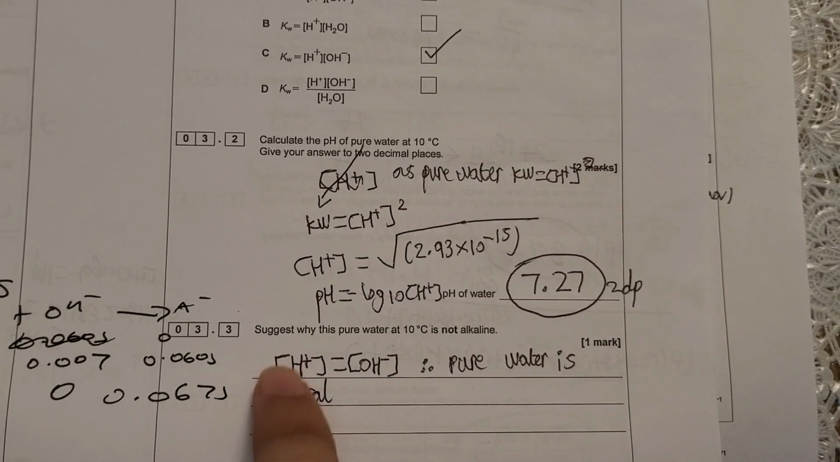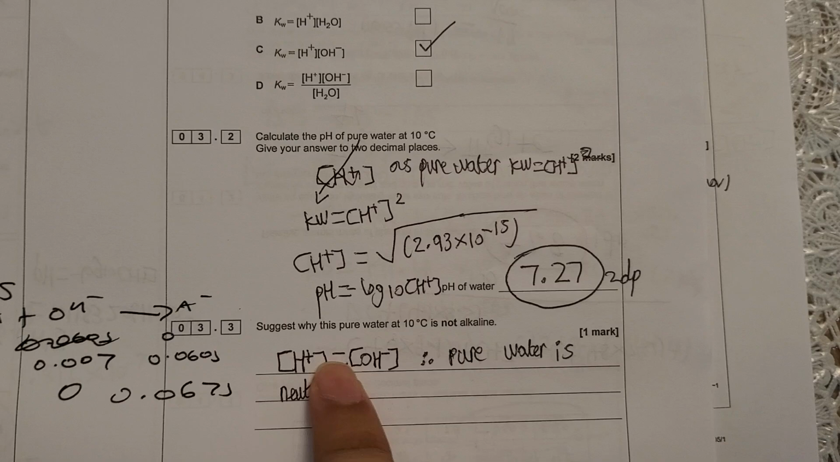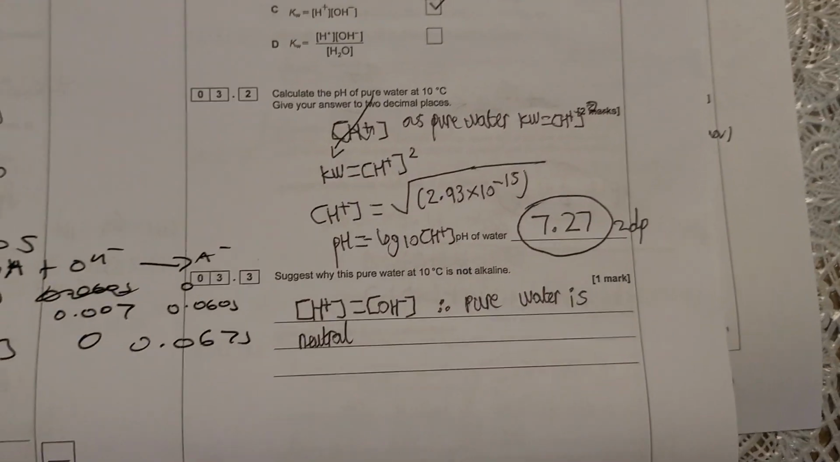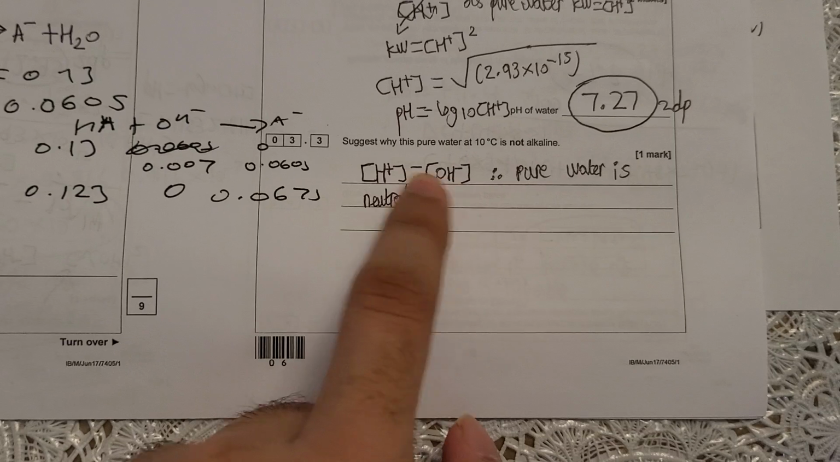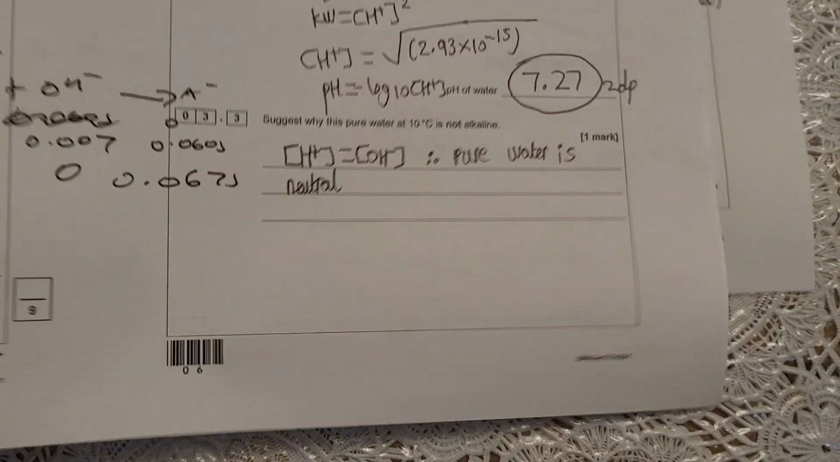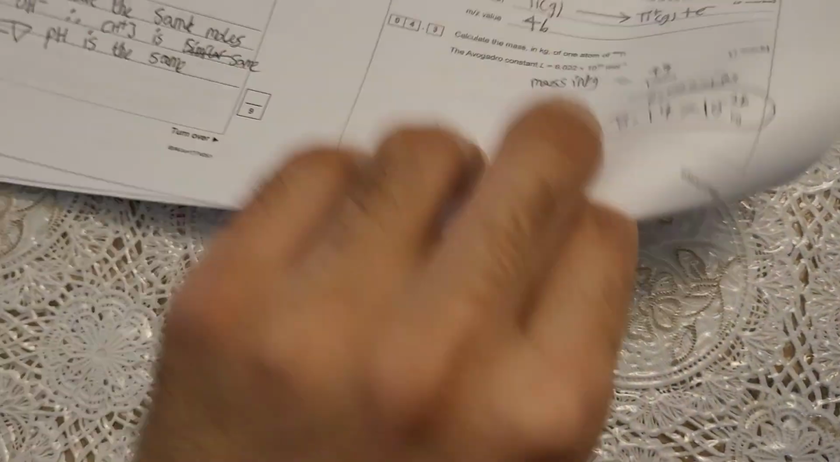Substitute that in, and then use pH equals minus log 10 of H plus to find out the pH to 2 decimal places. Then it says suggest why this pure water at 10 degrees Celsius is not alkaline. It's because the concentration H plus equals concentration OH minus, therefore pure water is neutral. If you just put that expression, you'll get the mark. Concentration H plus equals concentration OH minus. That's how specific it is. It just wants that, I'll give you the mark.